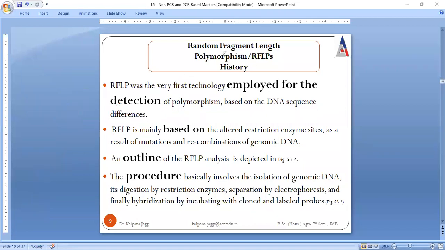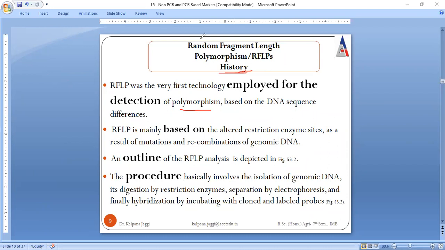We continue with restriction fragment length polymorphism, and if we talk about its history, we will come to know this technology was employed for the first time for the detection of polymorphism, that means the variations based on DNA sequence differences. This is now very clear to you all. When we say restriction fragment length polymorphism, we talk about DNA sequence differences only. This is mainly based on restriction enzyme sites, and an outline is given in the next slide.